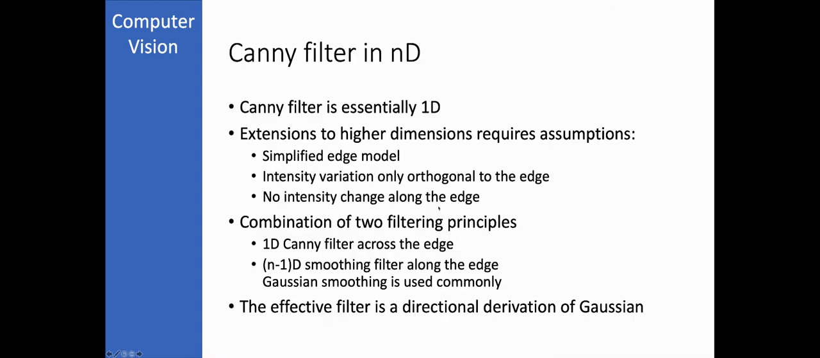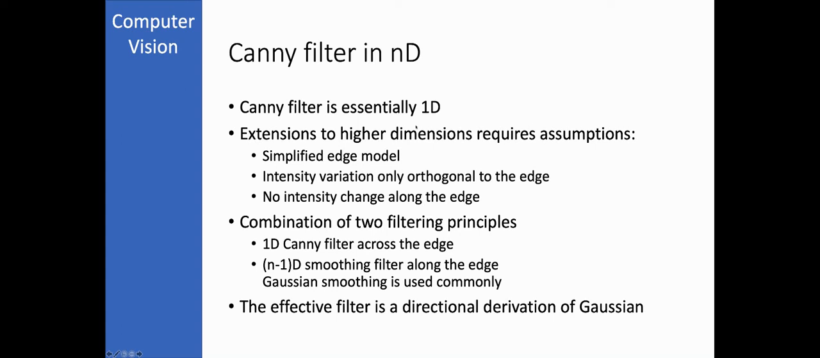Now, all this discussion assumed that we're in one dimension, but we're not really interested in detecting edges in one dimension. We're interested in detecting edges in n dimensions. Specifically, let's discuss two dimensions. And the extensions to higher dimensions require certain assumptions.